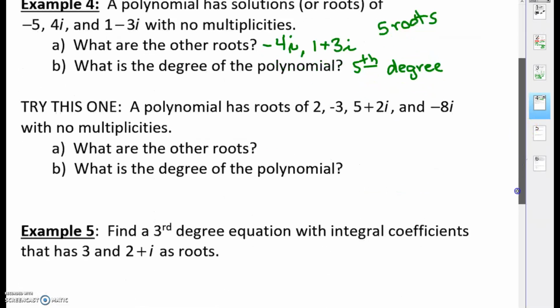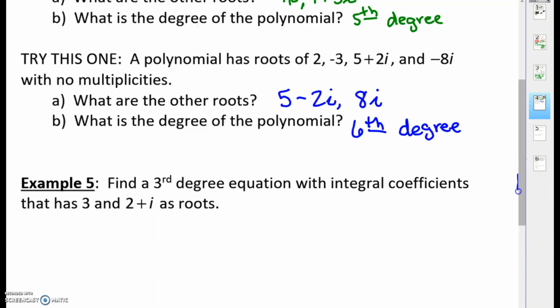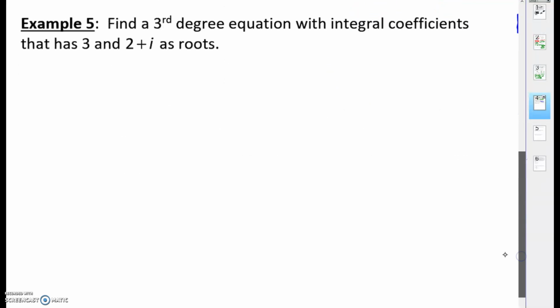All right, so I want you guys now to try this one on your own, take a look at it, and see what you think it is. So those are your solutions. Now we're going to go in this process of working backwards. We spend so much time talking about how to solve things. Let's talk about how to take solutions and make them into equations. I know that we have a 3rd degree equation. So 3rd degree tells me we should have 3 roots, with integral coefficients, that has 3 and 2 plus i as roots. Well, that means there's also a 2 minus i solution that we're just not seeing as another root.